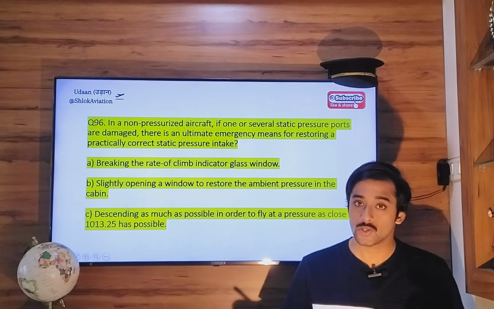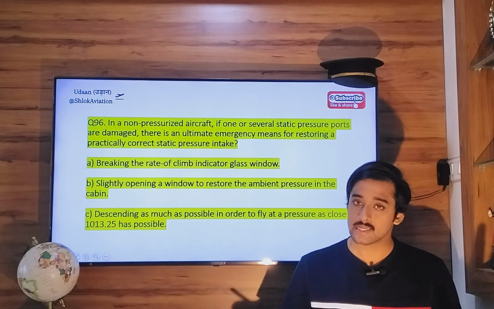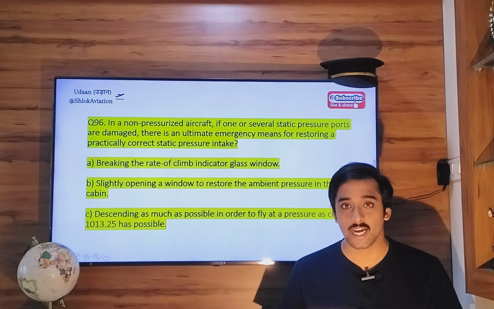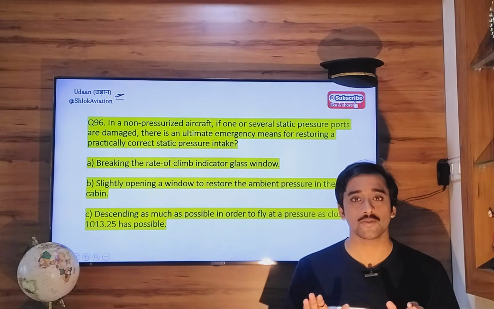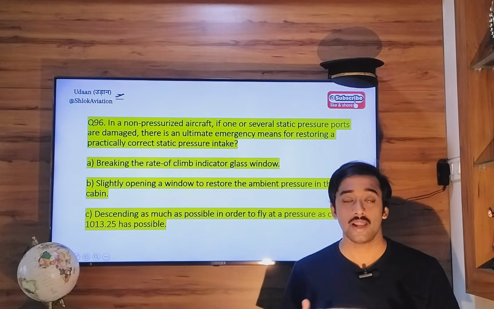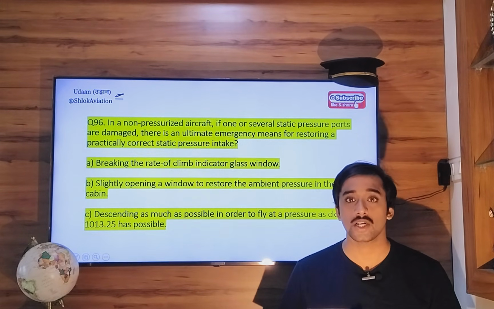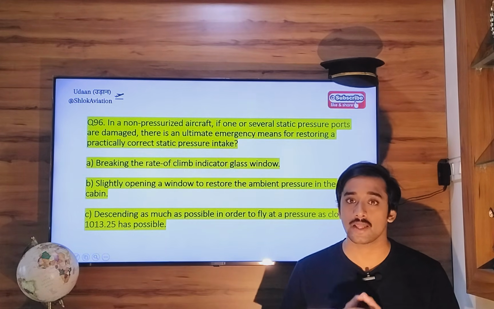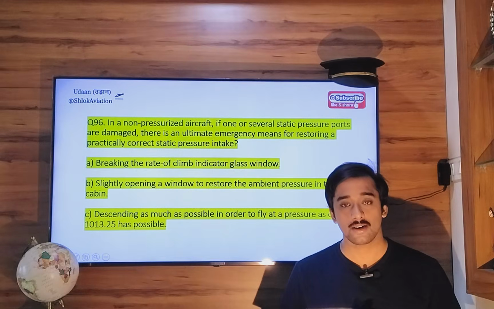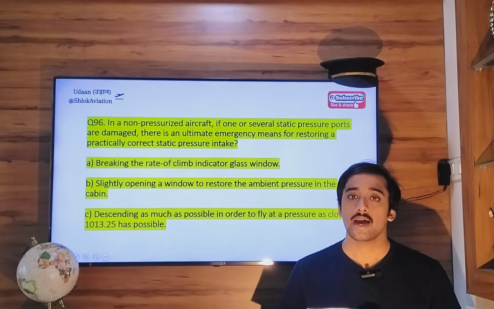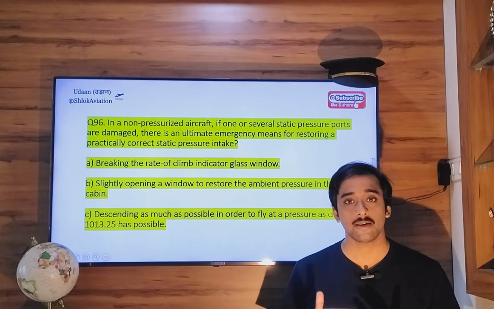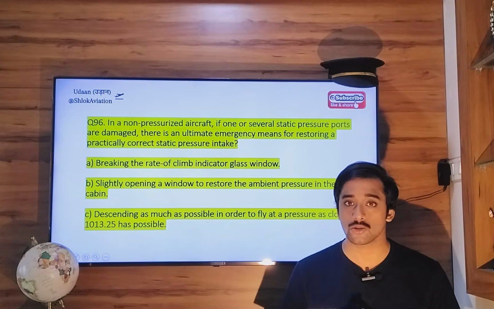Next. In a non-pressurized aircraft, if one or several static pressure ports are damaged, there is an ultimate emergency means for restoring a practically correct static pressure intake. That means you're flying a non-pressurized aircraft, at altitudes below 15,000 feet, a general aviation aircraft or some other aircraft which does not have a pressurization system in the cabin. If you're flying in that aircraft and the static port gets blocked, if there is one static port that one gets blocked, and if there are multiple static sources, all of them get blocked.